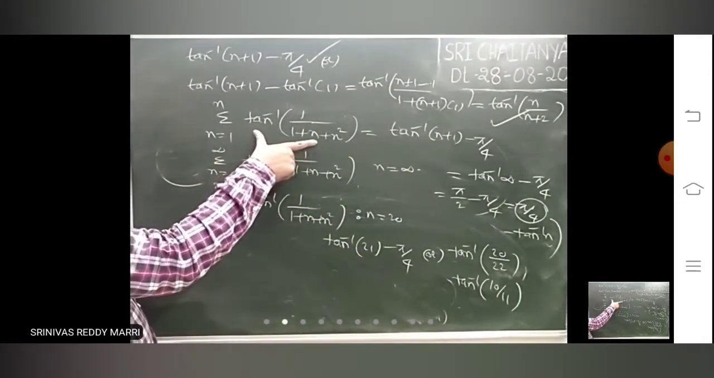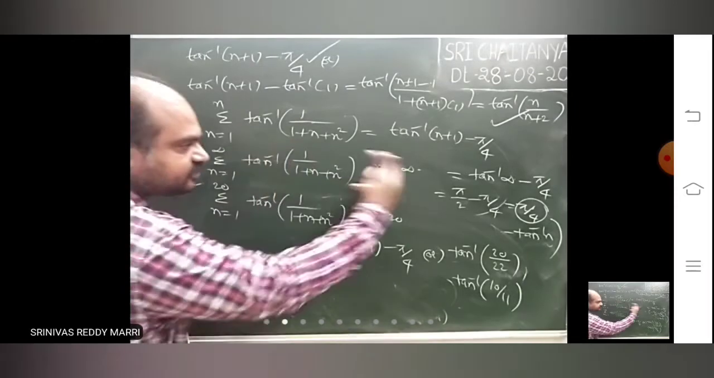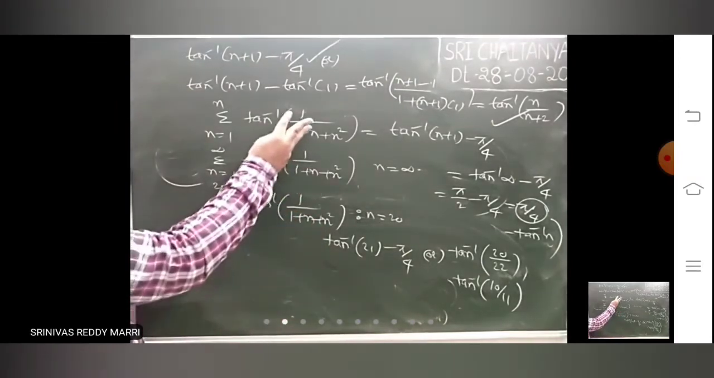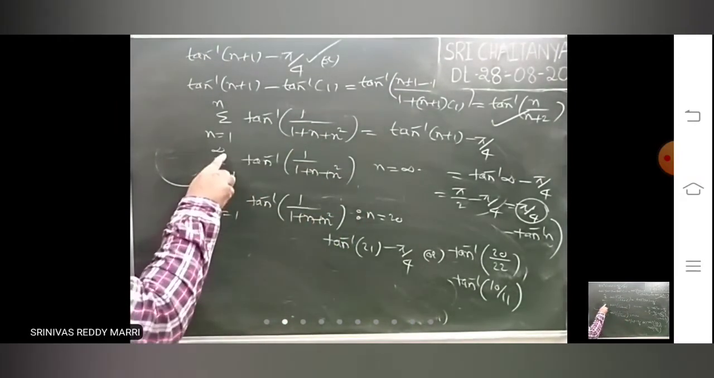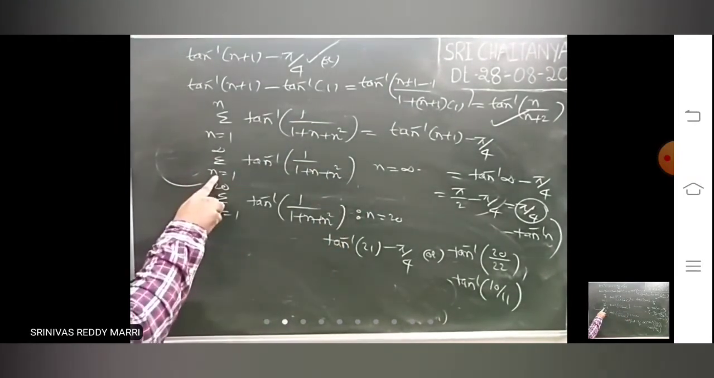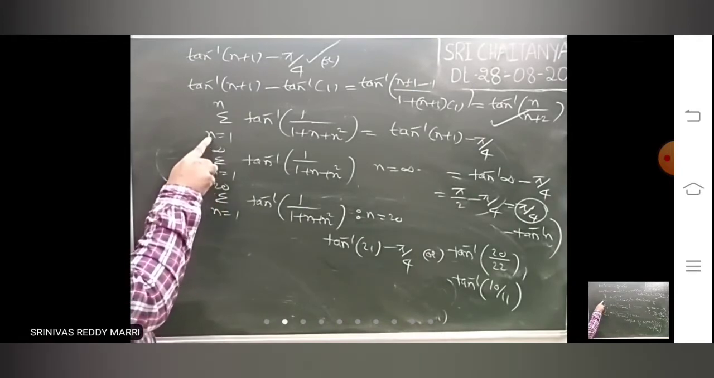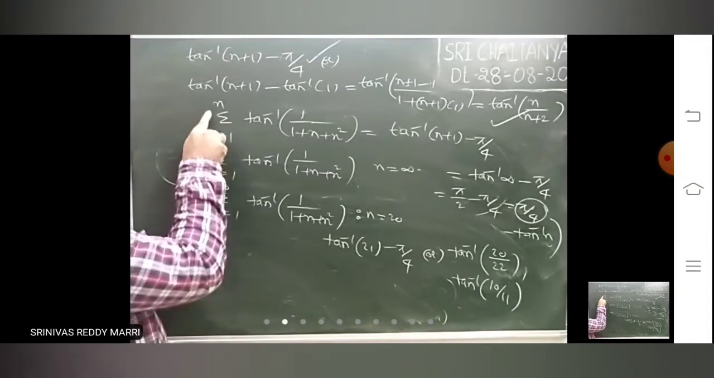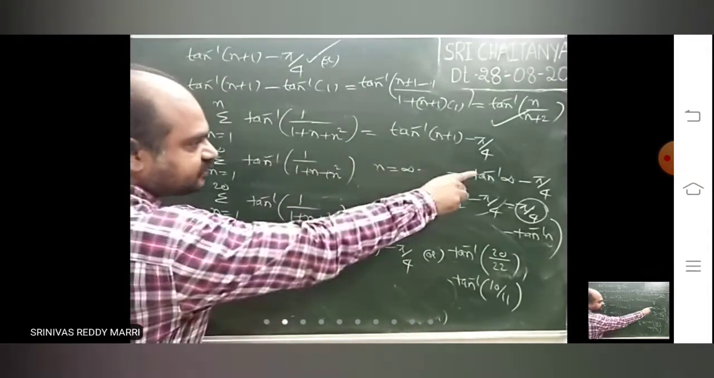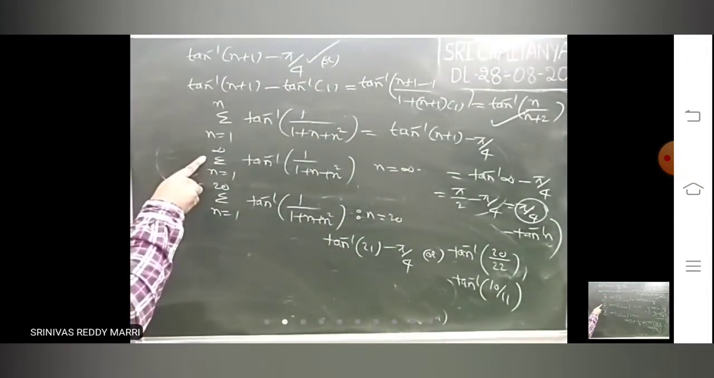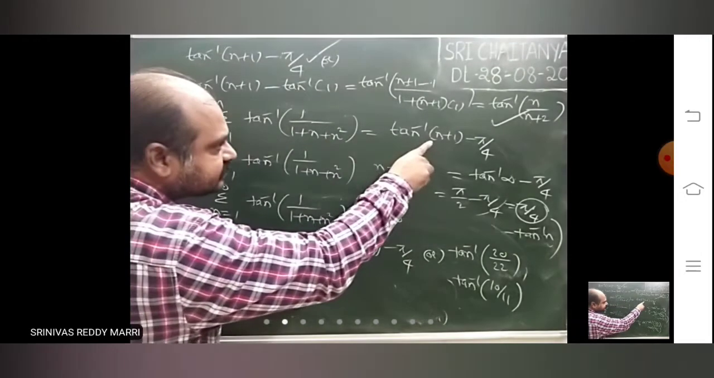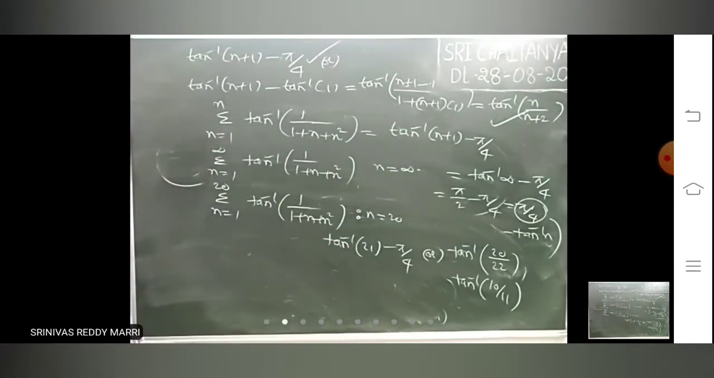If n terms are known, for infinity substitute n equal to infinity, for 20 substitute n equal to 20. Like that, in one case he will ask n terms, in another infinite terms. If he is asking infinity, first find the sum from n equal to 1 to n, and then substitute n equal to infinity. If you know n terms, then substitute n equal to 20.